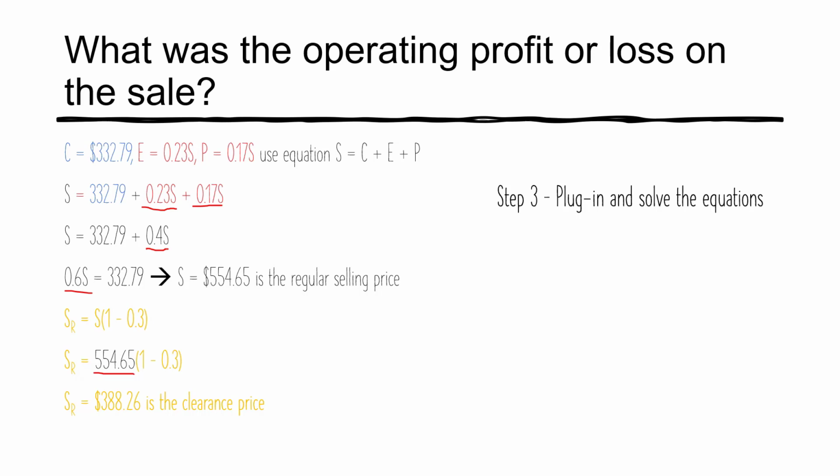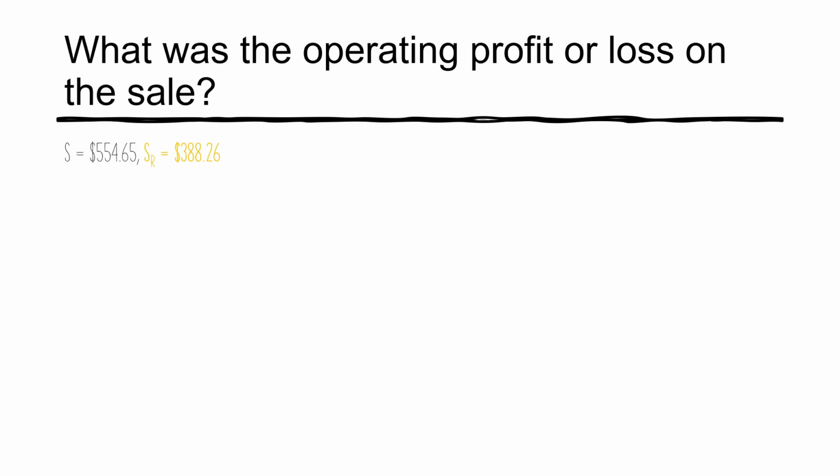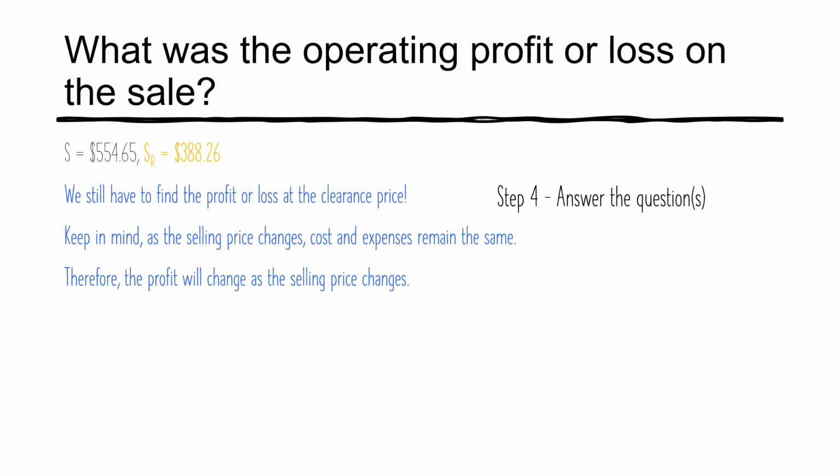So remember, we still have to answer the question. So what is the question? The question was, what was the operating profit or loss on the sale? So we haven't found the profit or loss yet. So keep in mind, when you're changing from a regular selling price to a clearance price, the selling price can change, but the costs and expenses remain the same. So therefore, only the profit is going to change.